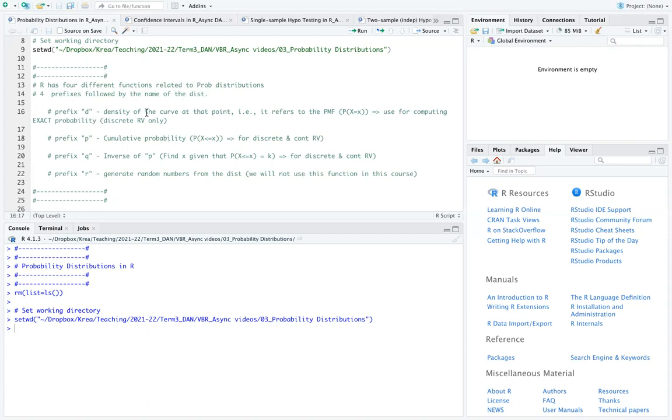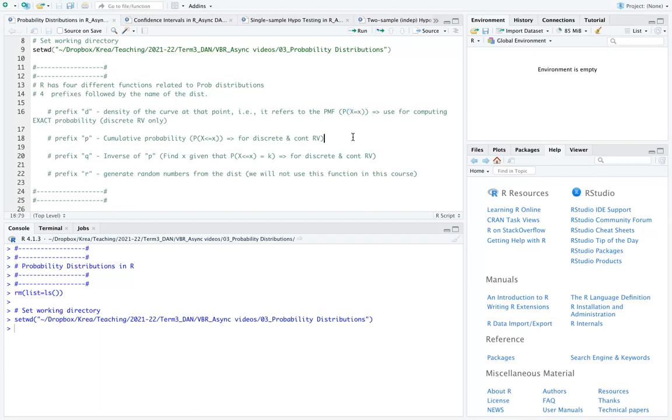The prefix D, followed by the name of the distribution, say dbinom, dpois, or dnorm, gives us the density of the curve at that particular point. This is nothing but computing the probability of a specific value, and when we're able to compute the probability of a specific value, we are particularly speaking about discrete random variables here. So we are essentially talking of the PMF, or in other words, the probability that the random variable equals some specific value X. So this prefix D is more applicable for discrete random variables.